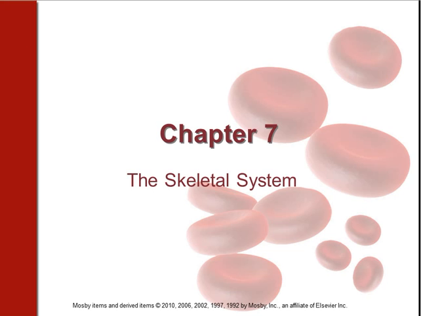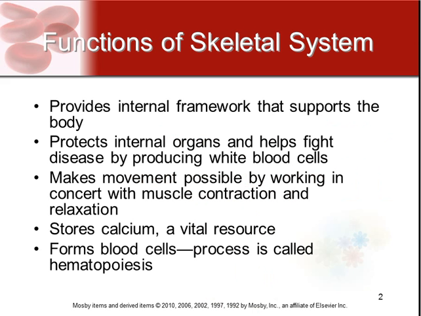So now we're going to cover Chapter 7, the skeletal system. Some functions of your skeletal system: it provides an internal framework that supports your body. Basically, if you didn't have any bones, your body would just be a puddle of ooze on the floor. Bones give us structure, shape, and form. Without them, we wouldn't have any form or shape. They really give us the bulk of our body structure.